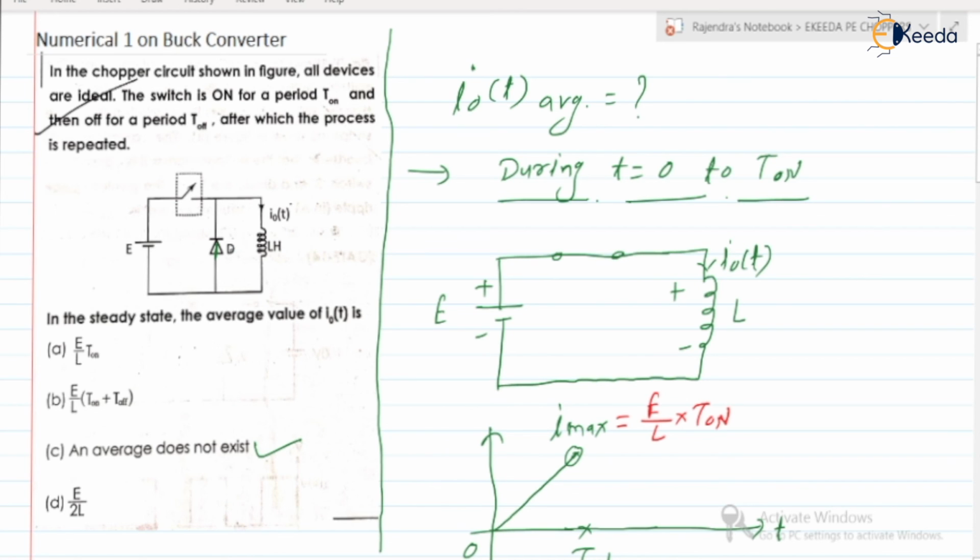Okay, so the correct answer is option C. In the next video, we are going to discuss the second numerical.